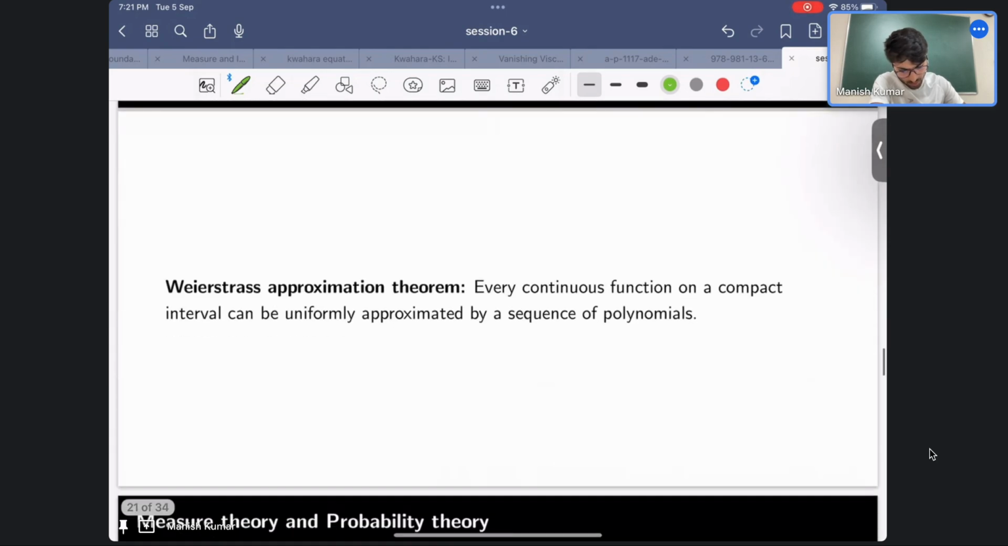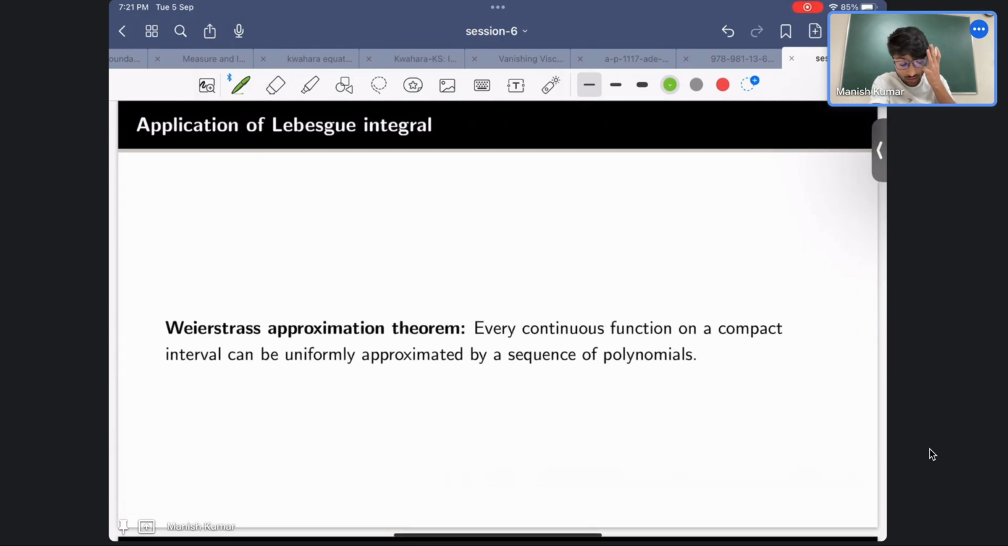So this is another application of this in the theory of Lebesgue integration, that you can prove this Weierstrass approximation theorem. Okay, and what it says is that every continuous function on a compact set can be approximated using a sequence of polynomials. So you can prove this theorem using this theory of Lebesgue integration.